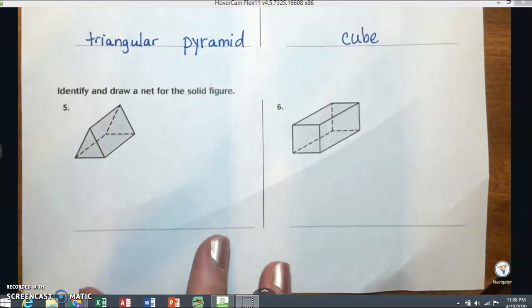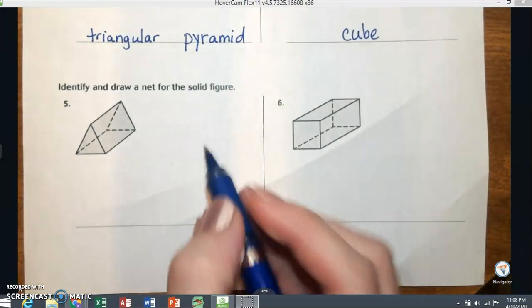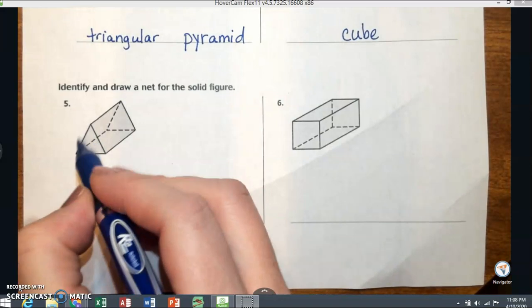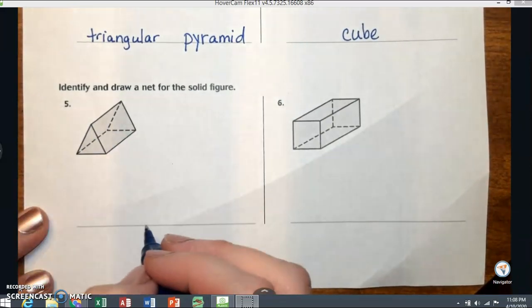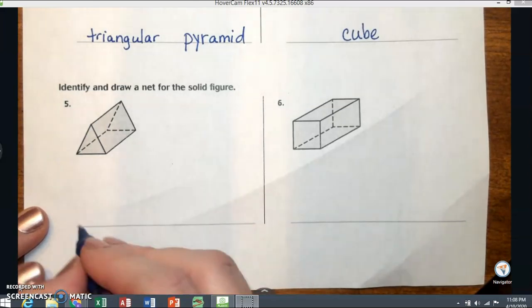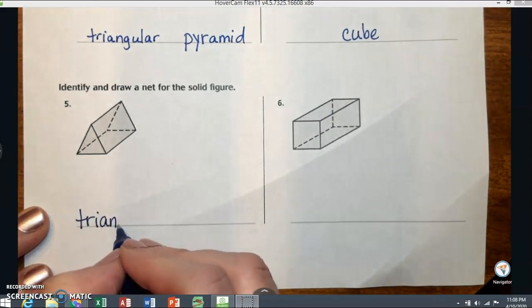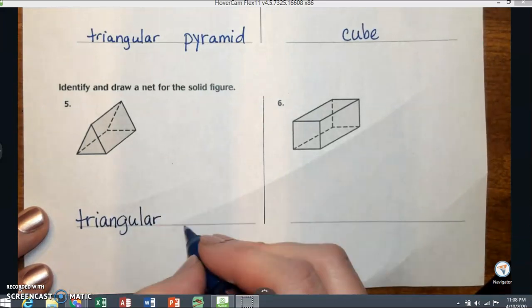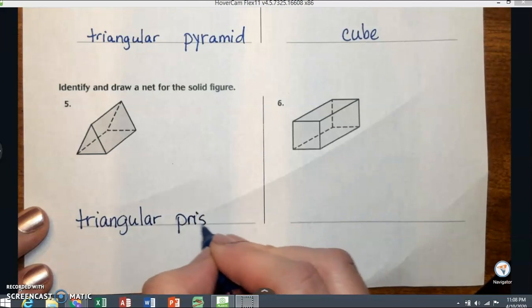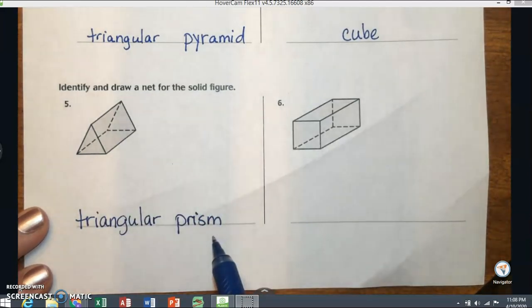Moving on to number 5. So we're identifying and drawing a net for this solid figure. So we have 2 triangular bases and 3 lateral faces that are rectangles. So that makes this a triangular, gotta make sure I'm spelling it right. Every now and then I have to check myself. Triangular prism. Not a pyramid. It doesn't come to a point, and it has 2 triangles, makes it a prism.